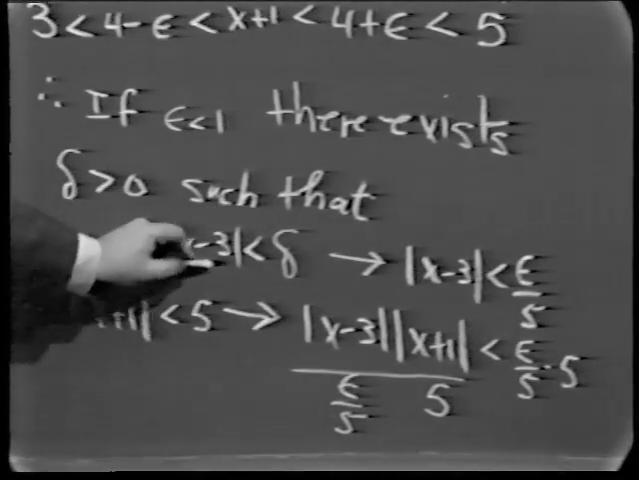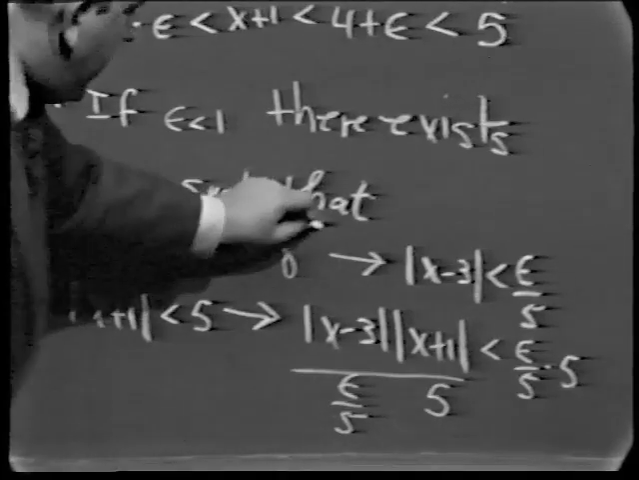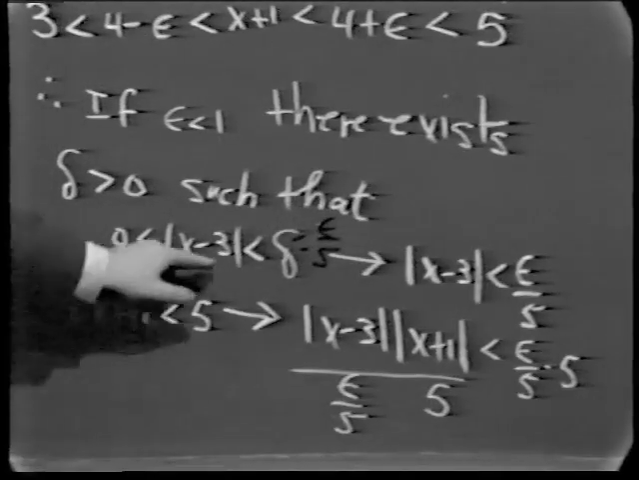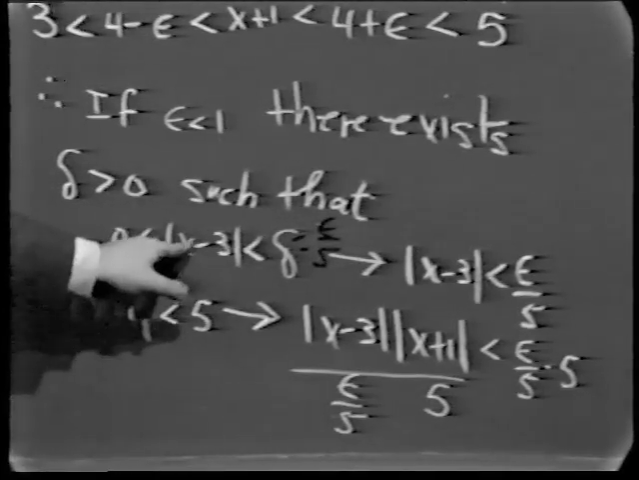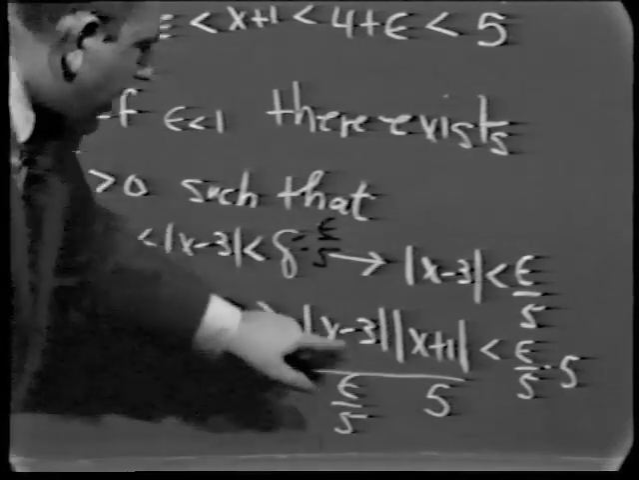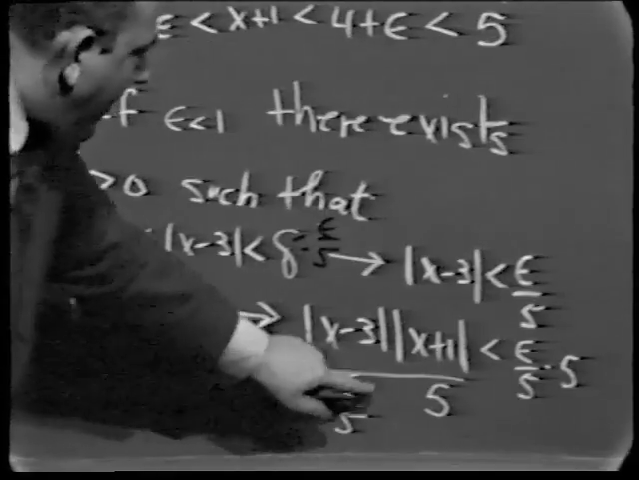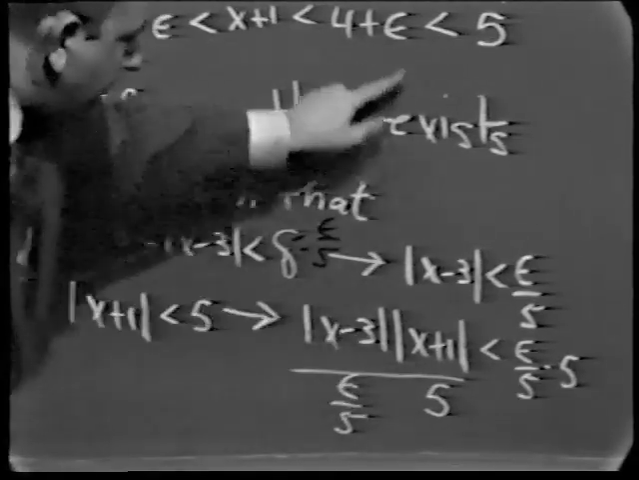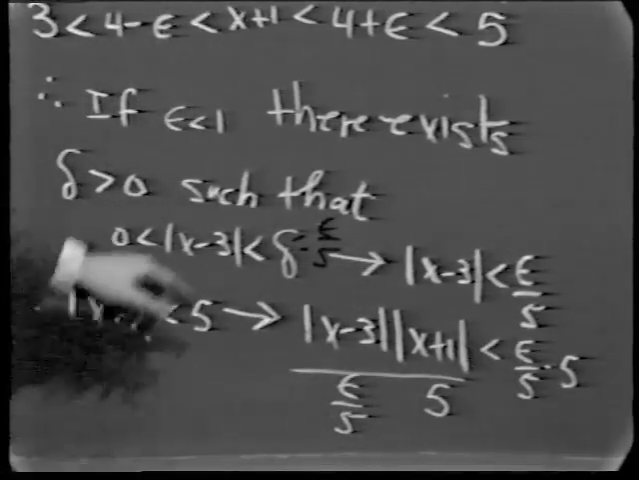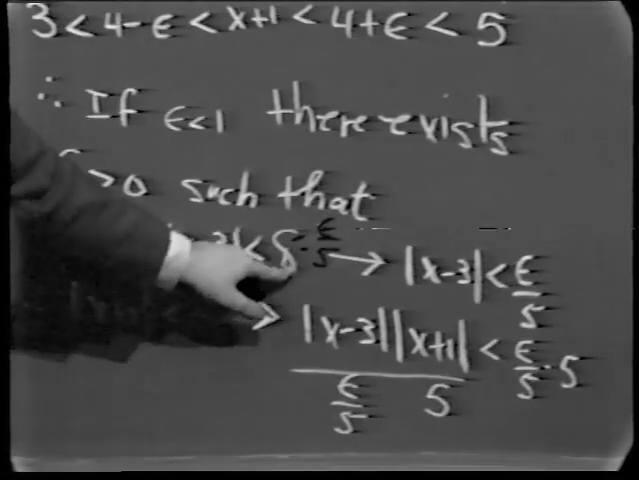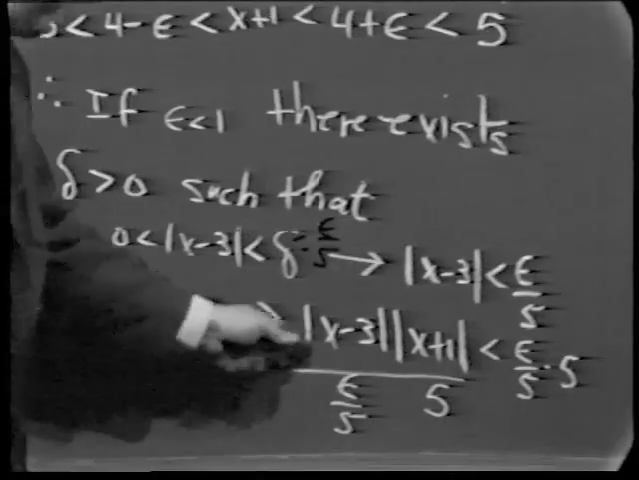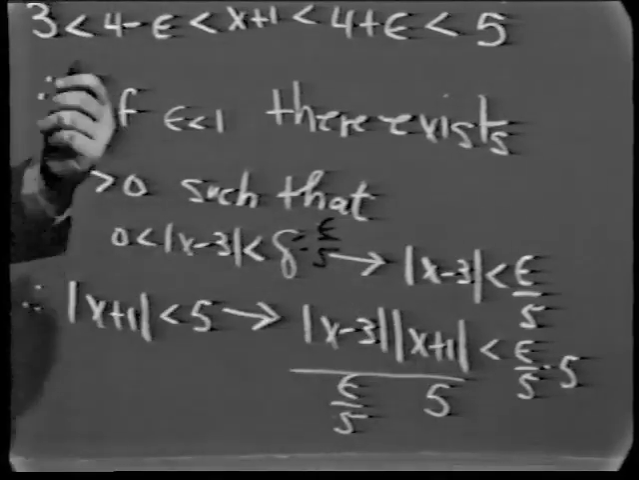In other words, if the absolute value of x minus 3 is within epsilon over 5 of 3, see, if x is within epsilon over 5 of 3, notice what this product becomes. This is less than epsilon over 5. This we know from before is less than 5, and therefore this product is less than epsilon. In other words, we have exhibited the delta such that when this happens, the absolute value of what we want to make less than epsilon indeed becomes less than epsilon.